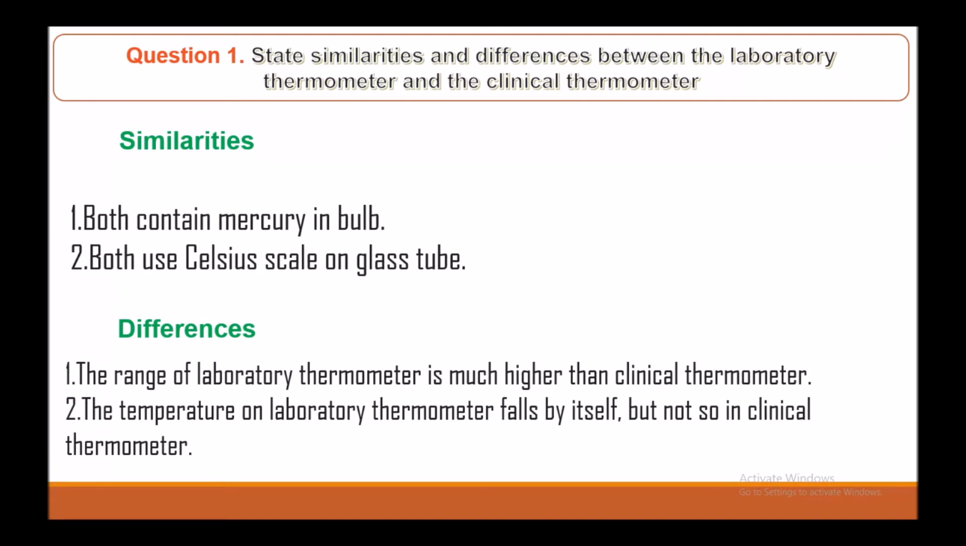So let's see the similarity first. Both contain mercury in bulb. Both use Celsius scale on glass tube. Now let's see the differences. The range of laboratory thermometer is much higher than clinical thermometer. The temperature on laboratory thermometer falls by itself, but not so in clinical thermometer.